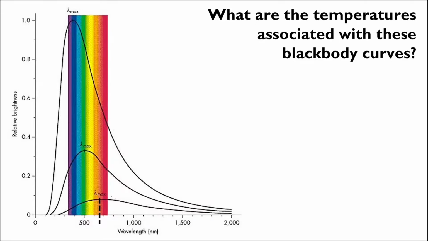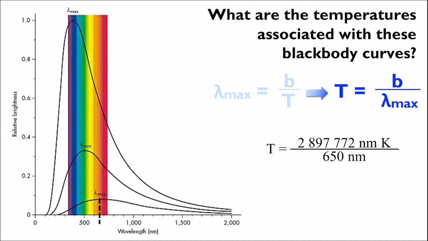The lambda max of the lowest curve measures in at around 650 nanometers, so we must reorganize the equation for Wien's law to isolate T and solve for the temperature. We'll divide Wien's constant, 2,897,772 nanometer Kelvin, by the lambda max of this lowest blackbody curve, which is 650 nanometers, and after we cancel the nanometers, we get 4,458 Kelvin, which is approximately 4,500 Kelvin.